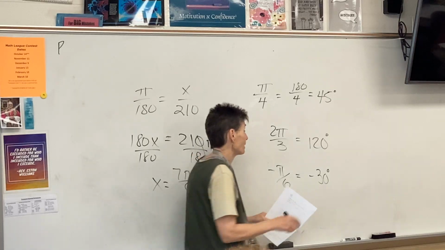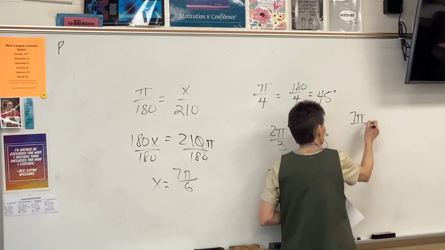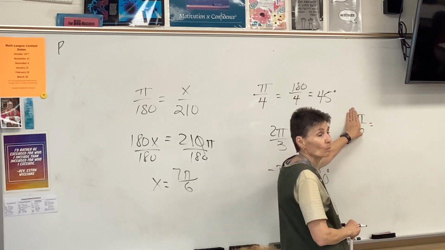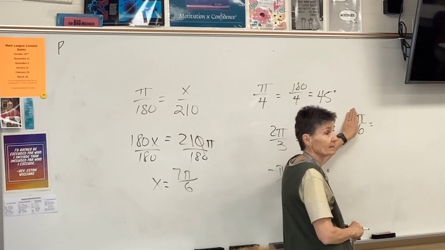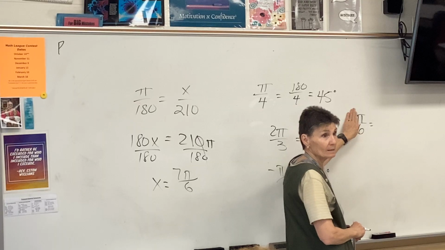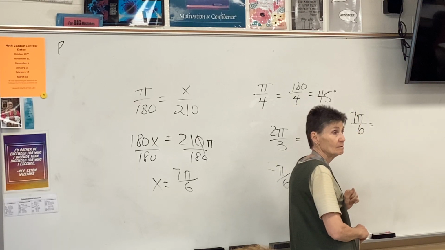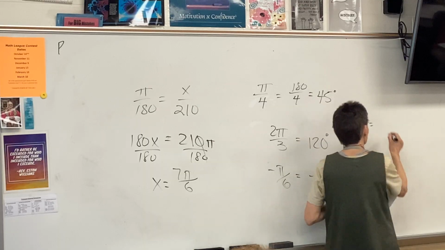All right, 7 pi over 6. Here we go. What's pi? 180 divided by 6, 30 times 7, or 210. 210.